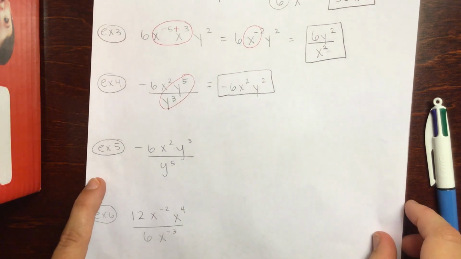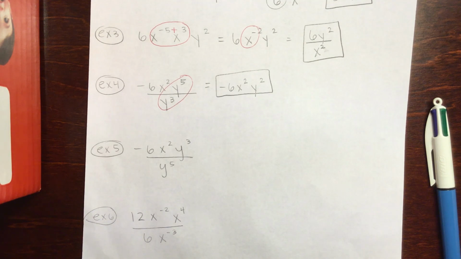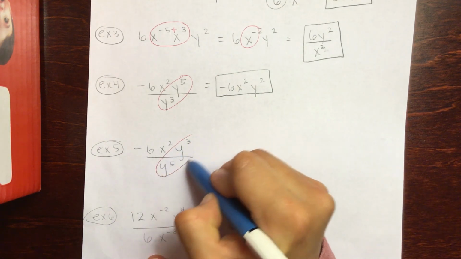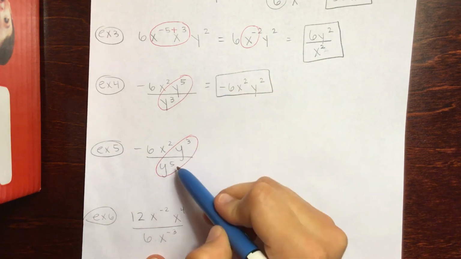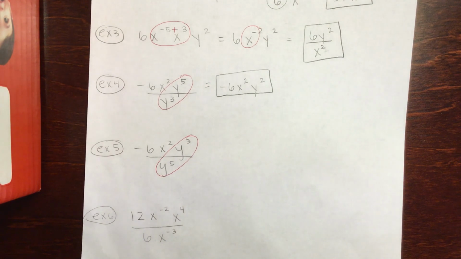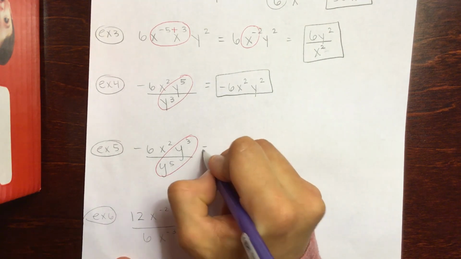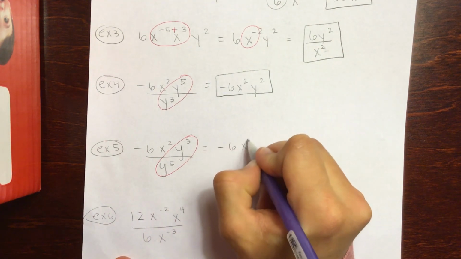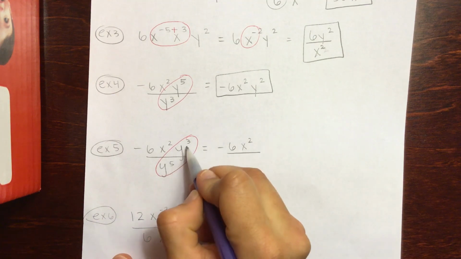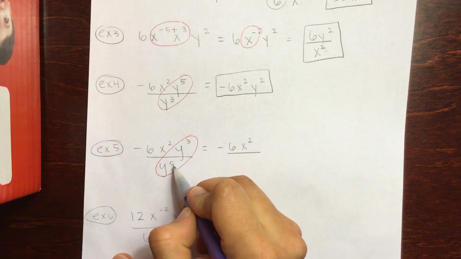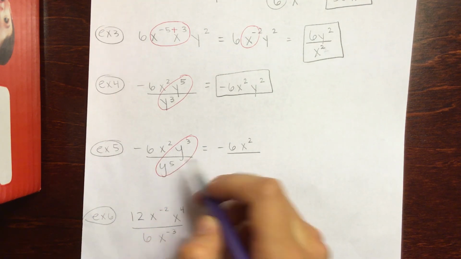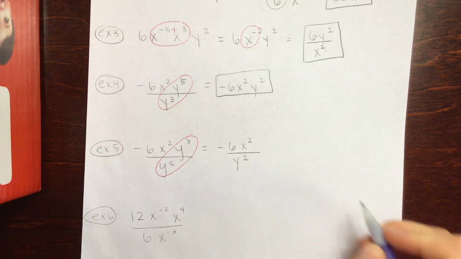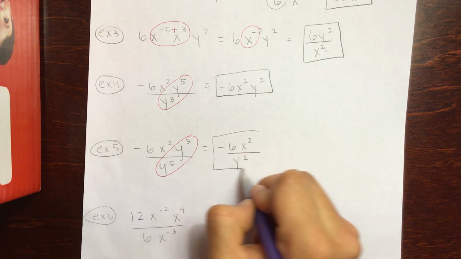What's the difference between example 4 and example 5, other than the fact that I decided to write my y's differently? The 5 is on top here and the 5 is on bottom here. So there's two different ways you can do this. I would probably just say, let's combine these. Let's do 5 minus 3 to be 2 again. 5 is on the bottom, so y squared is on the bottom.